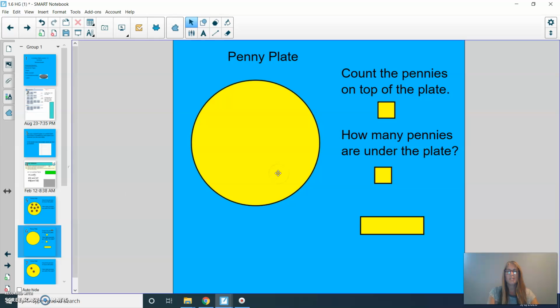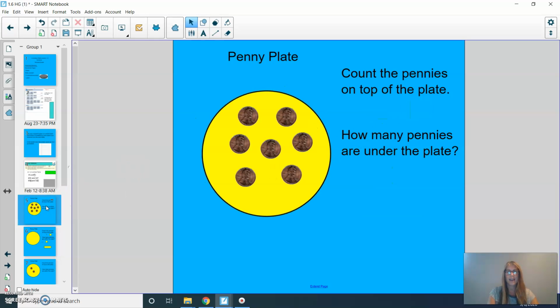So if you saw that there were 7 pennies, that was correct. Now knowing that there's 7 pennies on top, how many pennies are underneath the plate? And I'm going to tell you that we started with 10 pennies. So we started with 10, there's 7 on top. How many are under?